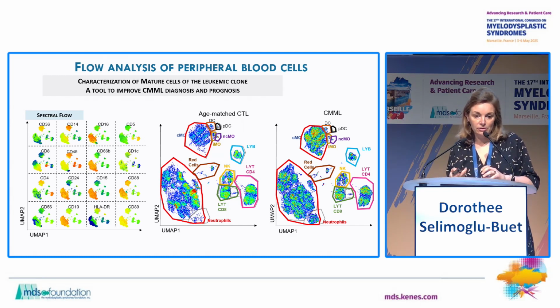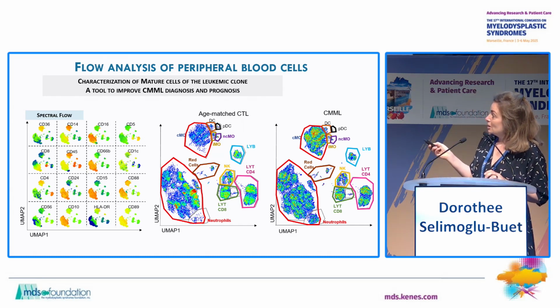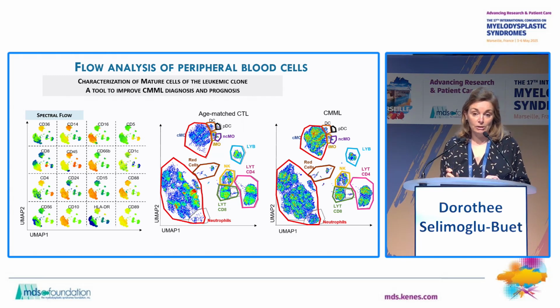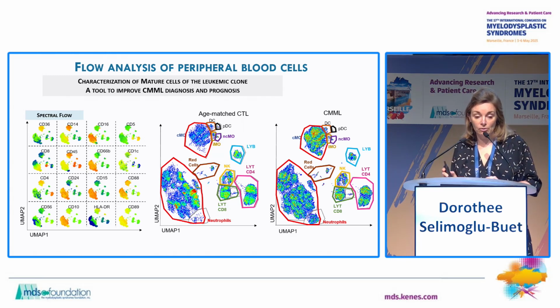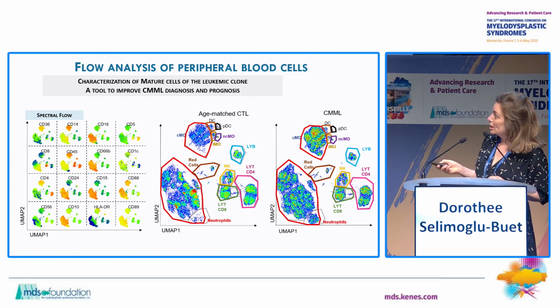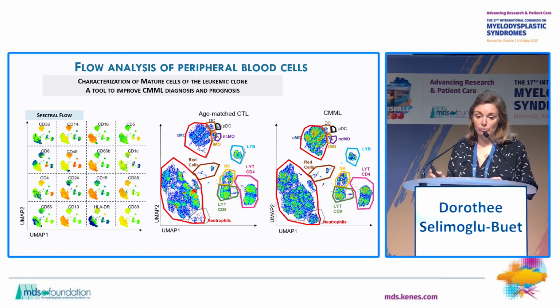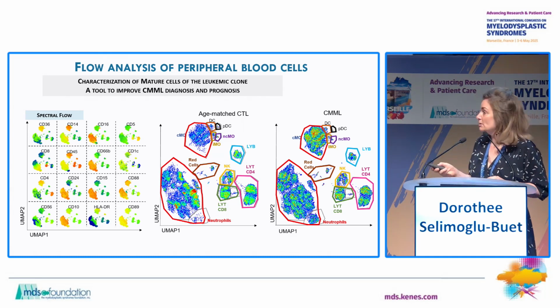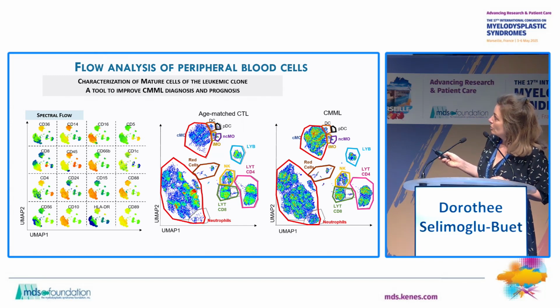As you can see here on this blood landscape, which we obtained by spectral flow cytometry using more than 30 different antibodies to cluster the different populations present in the circulation, we obtain different blood landscapes for age-matched controls and CMML. I will present today two main differences, one for the monocytes and one for this little cluster of neutrophils.